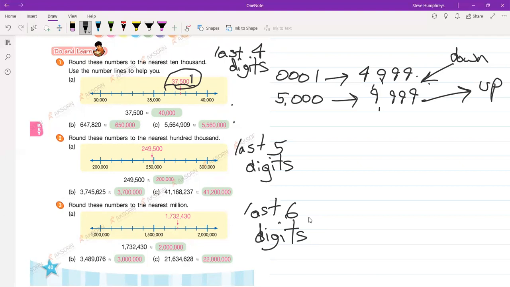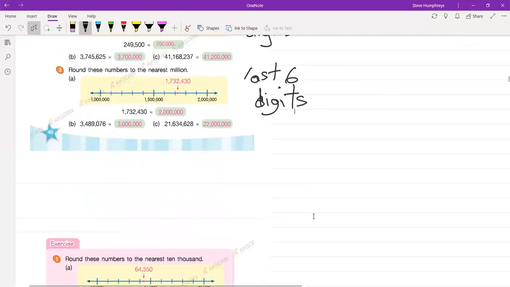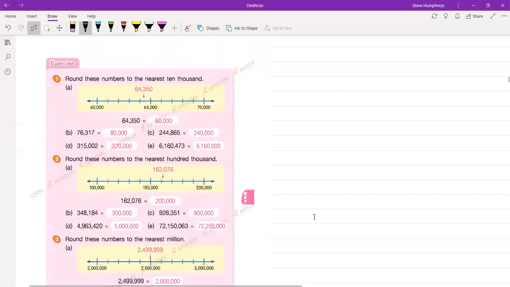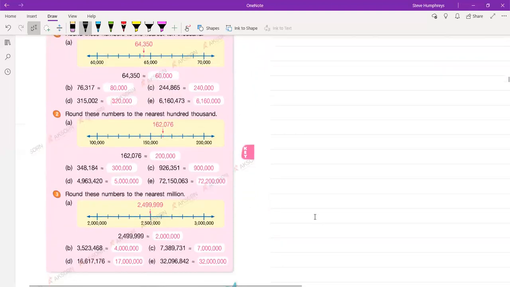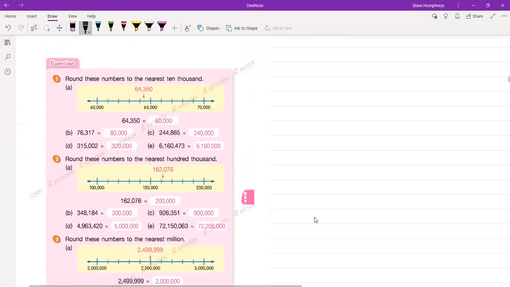We've got quite a lot of exercises to do. Page 41. Again, we have 10,000s, last 4 digits. Write the range. And then complete A, B, C, D, and E.